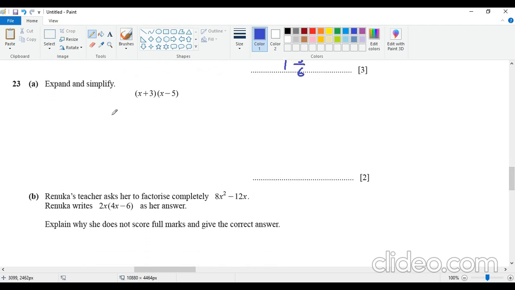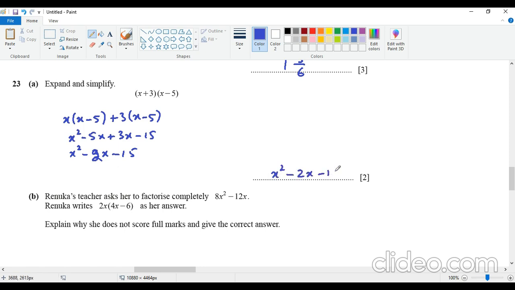In question number 23, expand and simplify. That means you write x multiplied by x minus 5 and then plus 3 again multiplied by x minus 5. So this gives us x squared minus 5x plus 3x minus 15. Actually, it is minus 2x, because minus 5 plus 3 is minus 2x. So in the final answer, you should write x squared minus 2x minus 15.